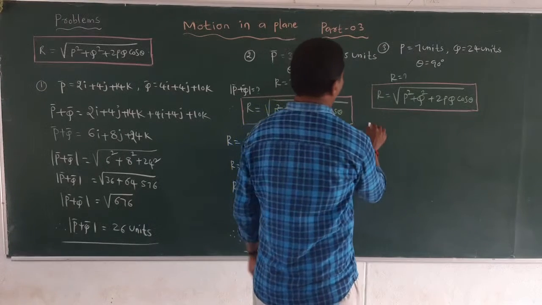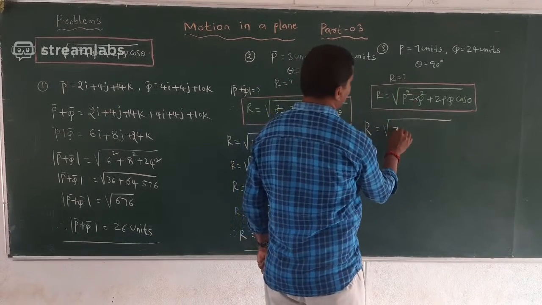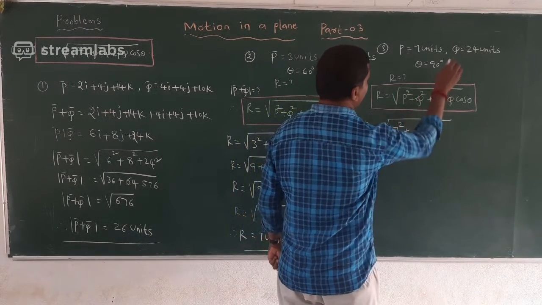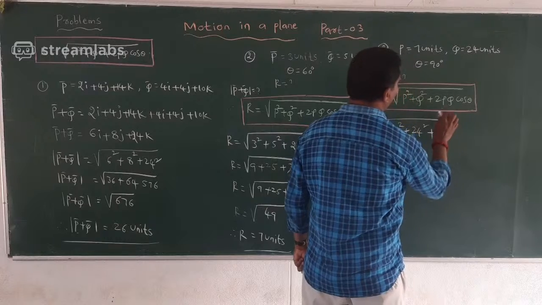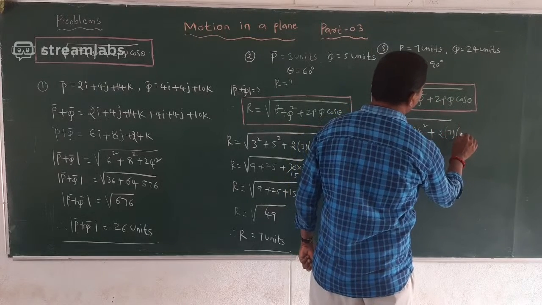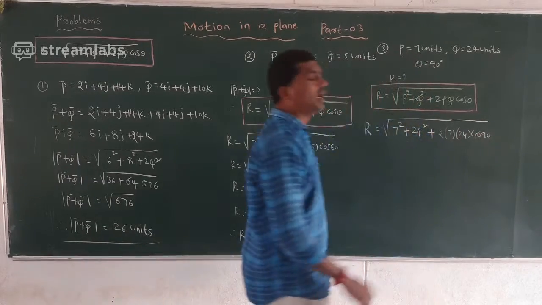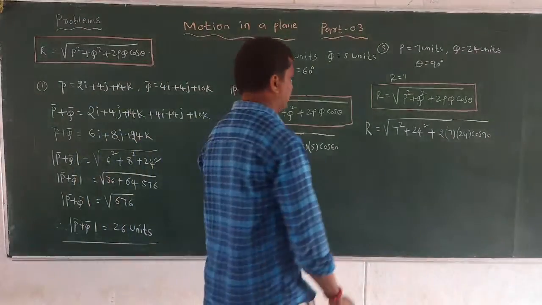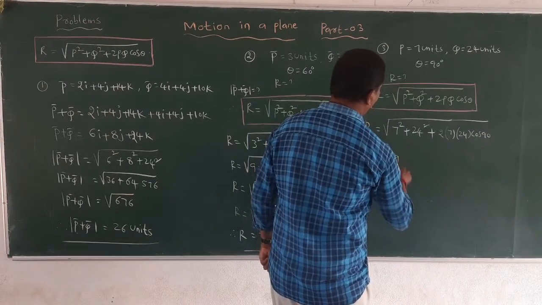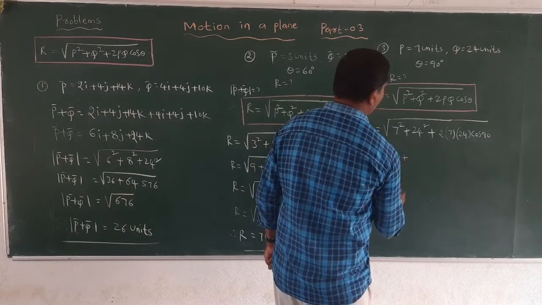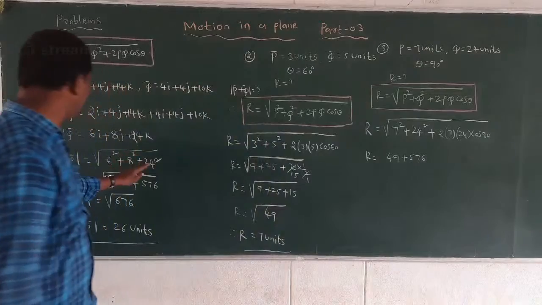So we can write r is equal to under root of p square means 7 square, q square means 24 square plus 2 into p value 7, q value 24 into cos 90 degrees. They are mutually perpendicular. And next we can write r is equal to 7 square means 49, and next 24 square. Already we know the 24 square, we can take the 24 square.